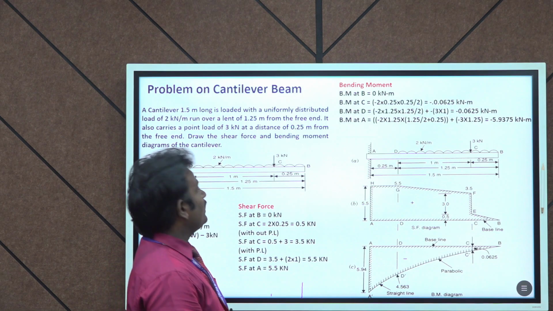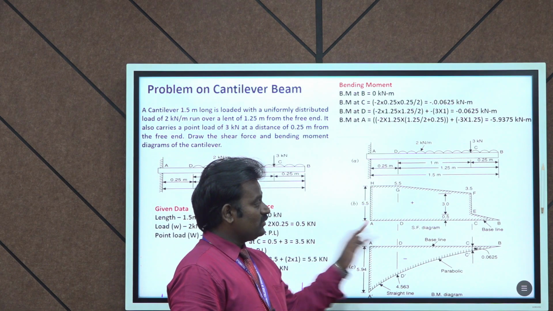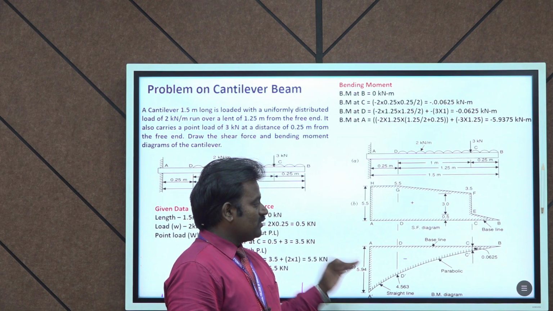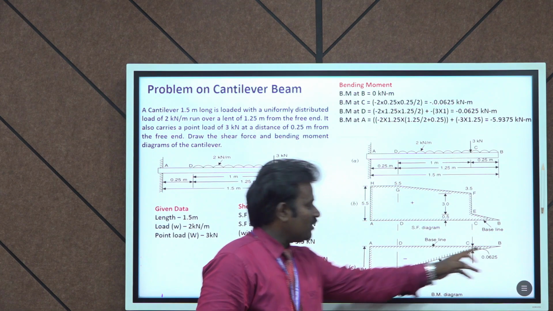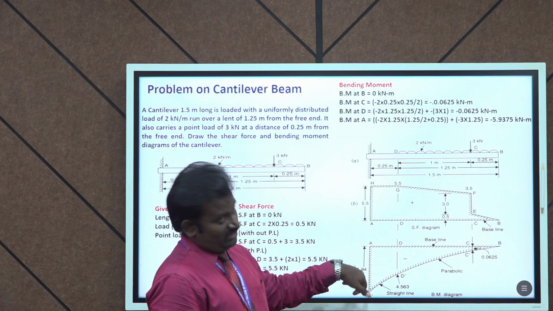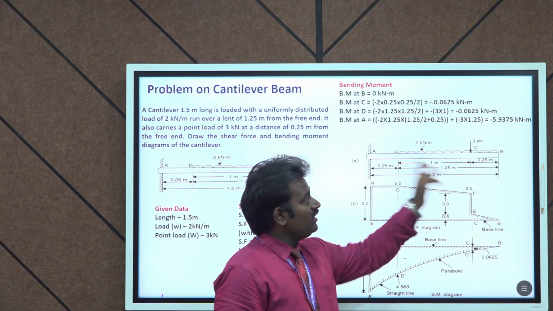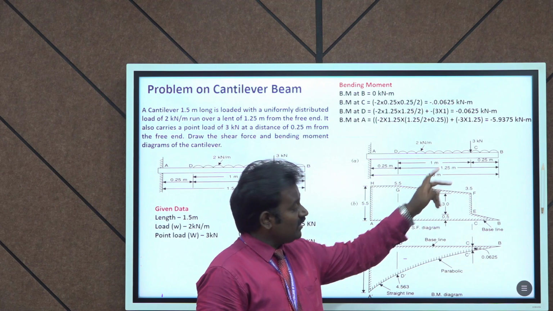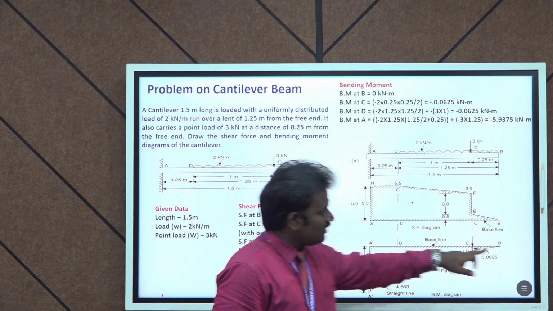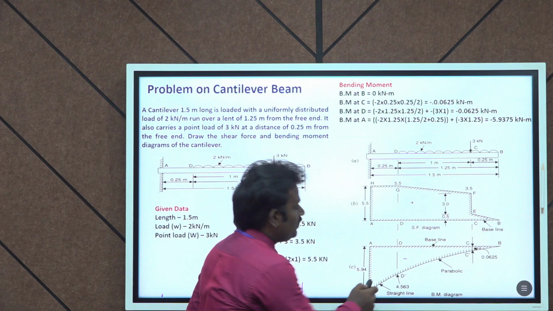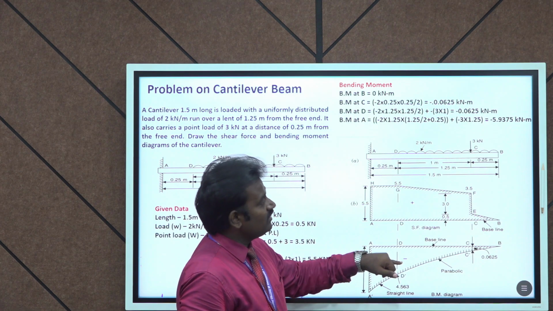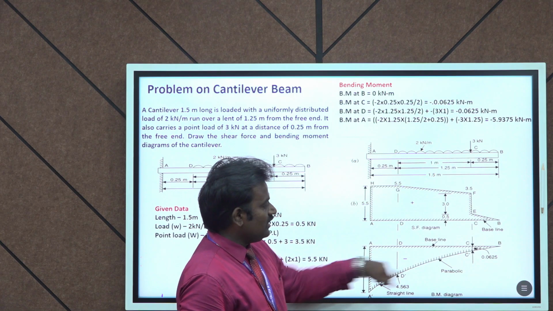Shear force for a cantilever beam is always positive, and bending moment for a cantilever beam is always negative. This is a parabolic curve, because here the UDL load is acting. And this, from point D to A, is an inclined line.